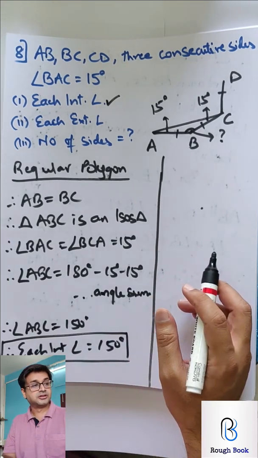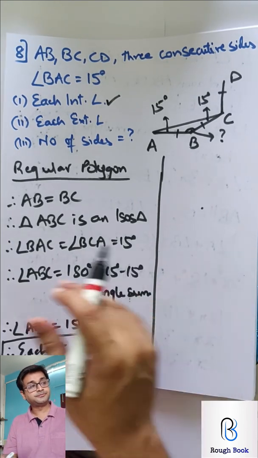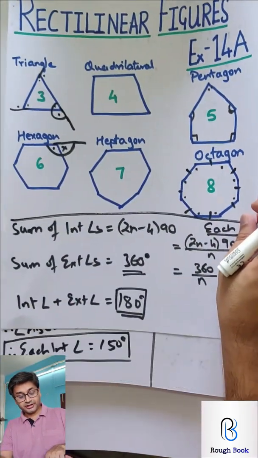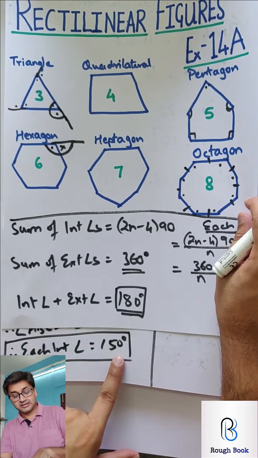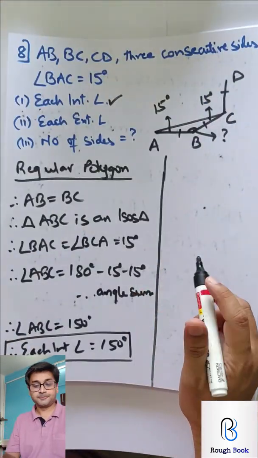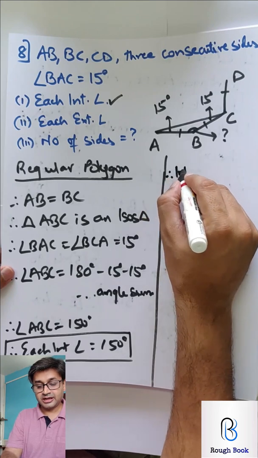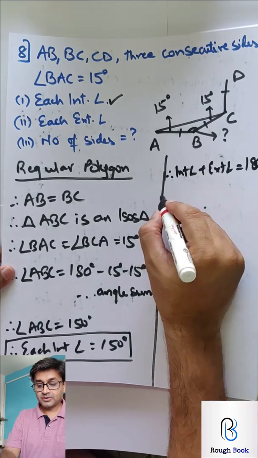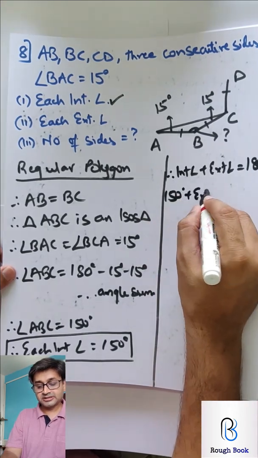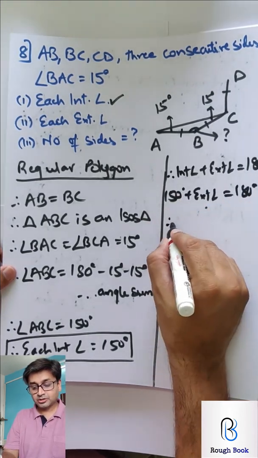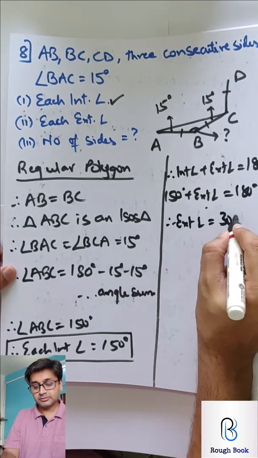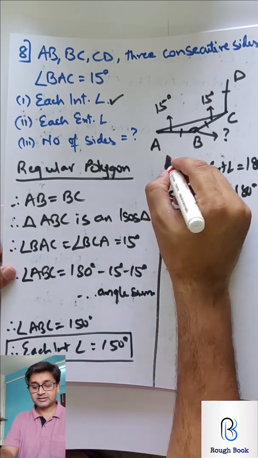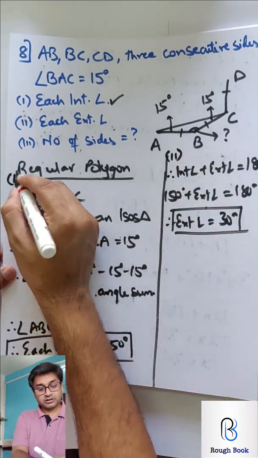How will you get the exterior? Do you remember any property? Interior plus exterior is 180. You got your interior right now. Can you get the exterior easily using this? 100% we can. So we'll say therefore interior angle plus exterior angle equals 180. So 150 plus exterior angle is 180. So therefore exterior angle becomes 30 degrees. So we managed to get the exterior angle also. That's the second part. What about the third part?